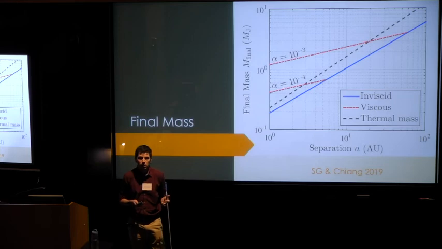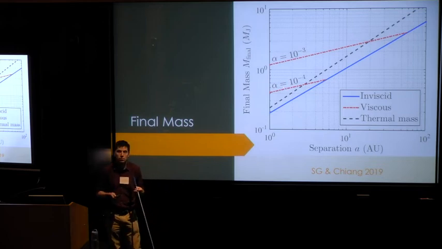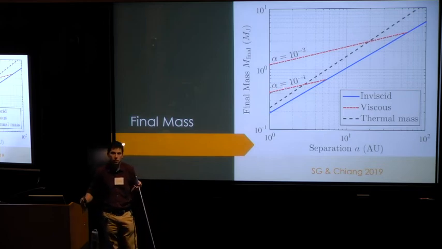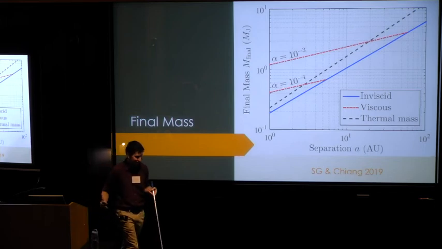Slightly related question. Your theory is valid below the thermal mass. And as Goodman and Rafikov have shown, the wave starts out linear, propagates, shocks, and deposits angular momentum, so you get a gap away from the planet. So the planet is still fully embedded. How is that going to affect your equation?